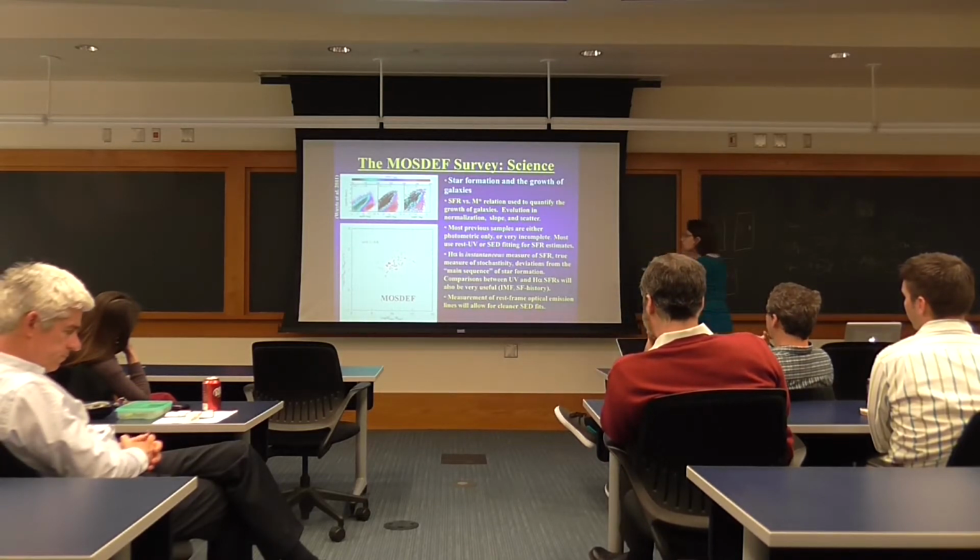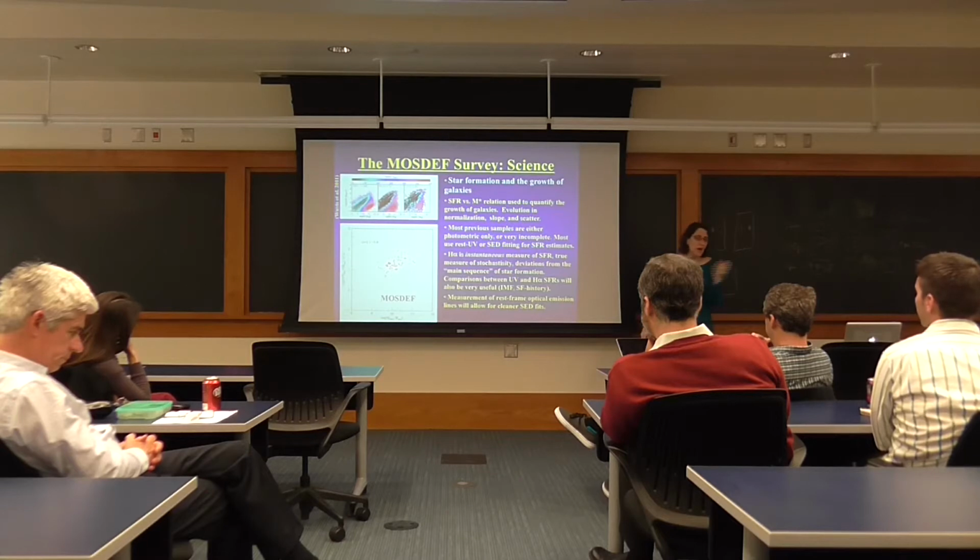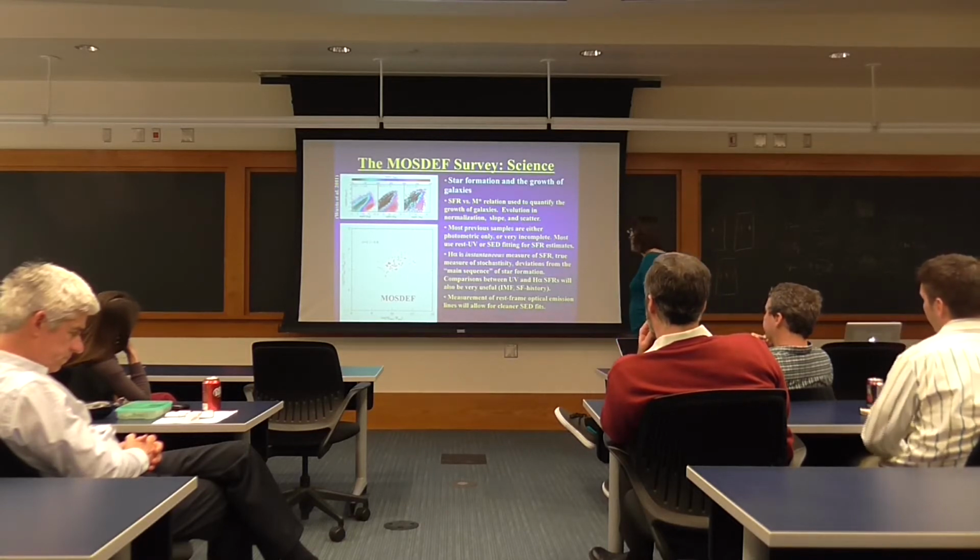But the problem is that most previous samples are either based on photometry only, where you don't actually have a redshift for the galaxies, so that's one limitation. Or else the samples are spectroscopic, but they're very incomplete. They're really limited to very high mass galaxies or UV selected galaxies or a particular type of galaxies.